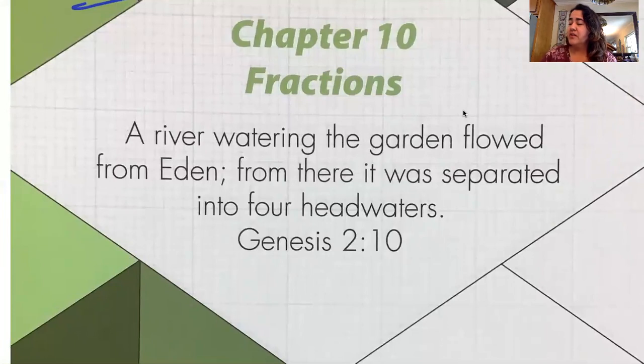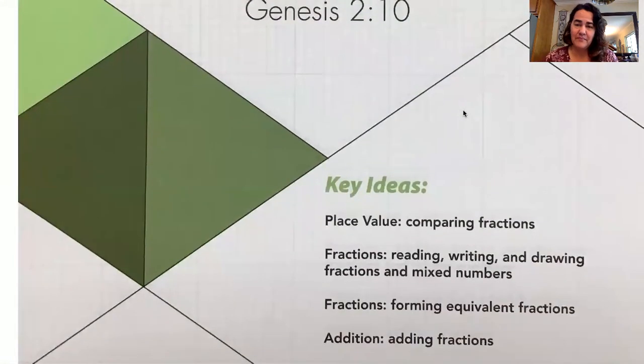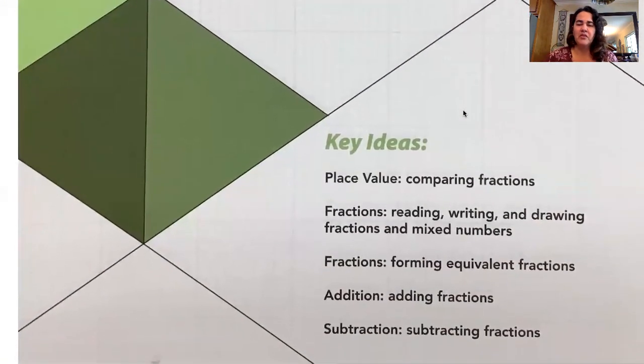A river watering the garden flowed from Eden. From there it was separated into 4 headwaters, and that's from Genesis 2, verse 10. So, boys and girls, the water was separated into 4 headwaters. It was divided. So if you divide something into 4s, then you have quarters, right? We kind of talked about that a little bit throughout the year.